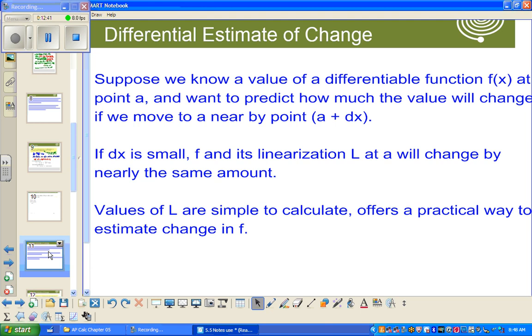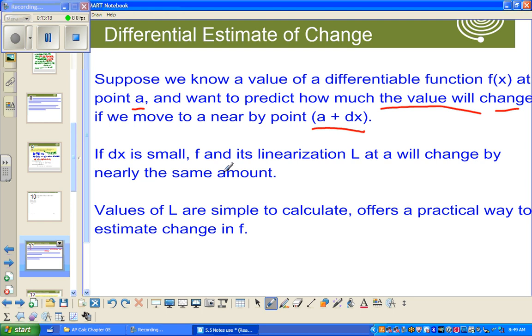We use differentials to estimate change. Suppose we know a value of f, the value of a differentiable function, f of x, at some point a. And we want to predict, looking at some point a to plug in for x, how much the value will change if we move nearby point to point a plus dx. So we're just adding a little bit to a. We're just going a little bit away from where a is. We want to know how much the value of our function changes just by changing x a little bit.